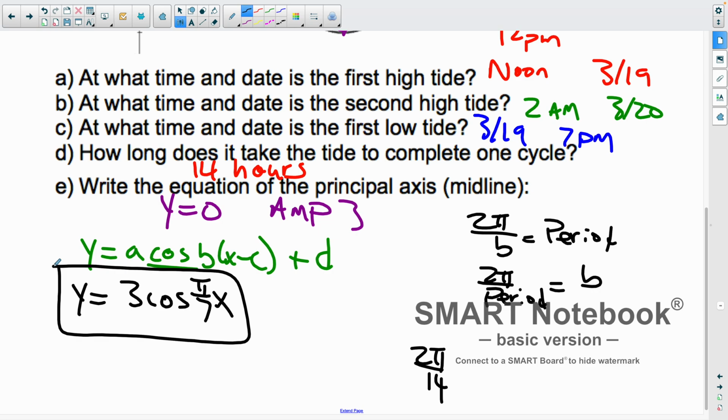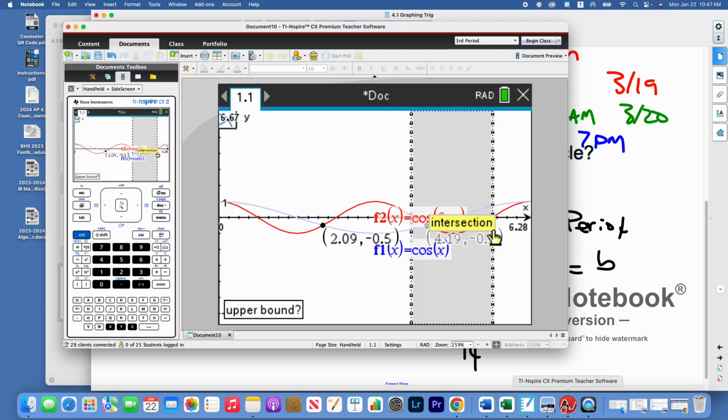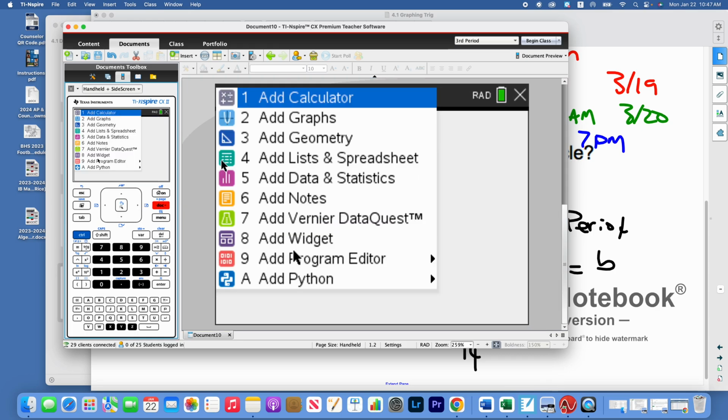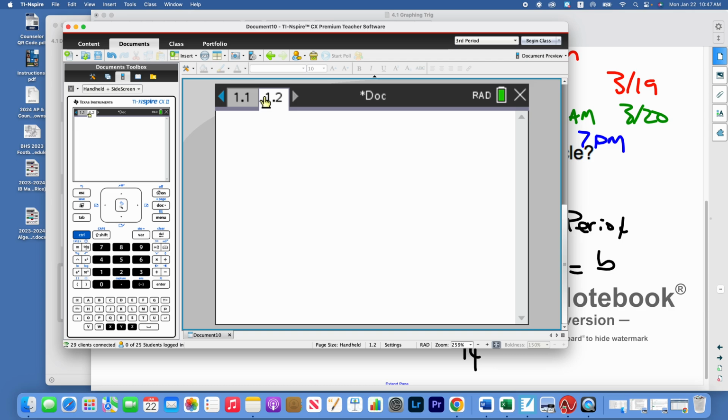Now, I could go look at the graph, right? Or I could just plug it in, correct? If I want to know the exact height of the water, I can plug a 9 in there, because 9 is how many hours past noon I am. So I can go to my calculator, press control doc, and go to my calculator part.